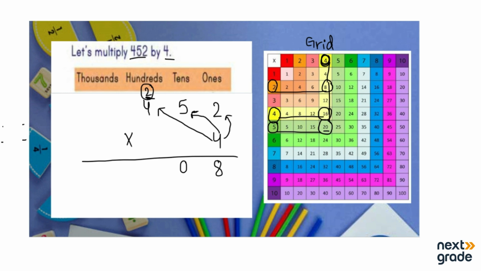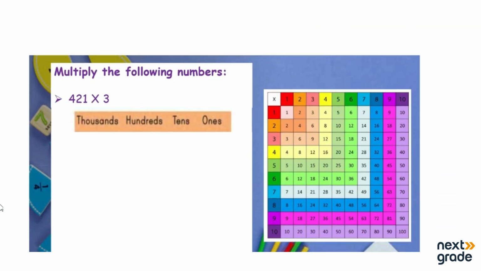So we get the answer 18. So what will we do down here? We are going to write 8 over here at the hundreds place and 1 over here at the thousands place. So this is the answer, that is 1808. That comes after multiplying 452 with the number 4. We're going to do another example so that we can understand how to do the multiplication of a three-digit number with a one-digit number.